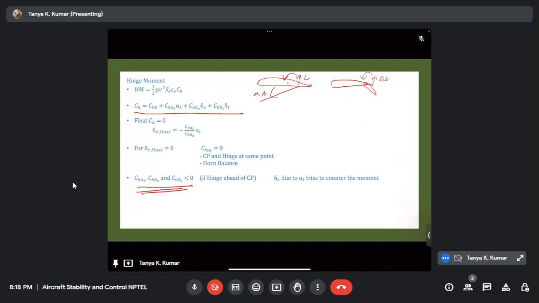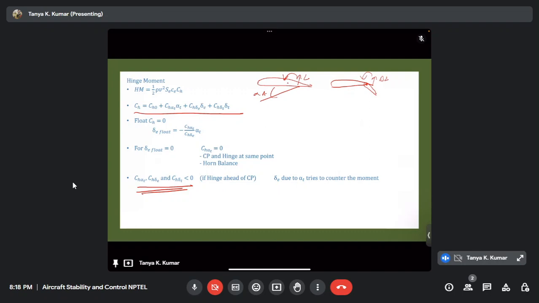Then we saw delta E float. It's the angle at which the elevator will freely float if you let go of the stick, right? So that is delta E float. How do you ensure delta E float is 0? One way is that CH alpha tail should be 0. For that, what do we need? You need your CP and hinge at the same point. That is one method to ensure delta E float is 0.